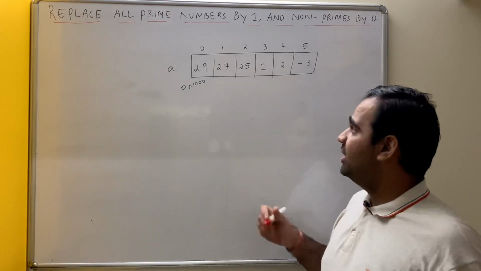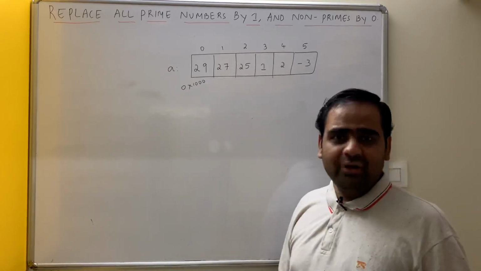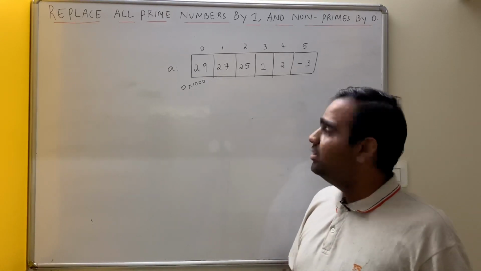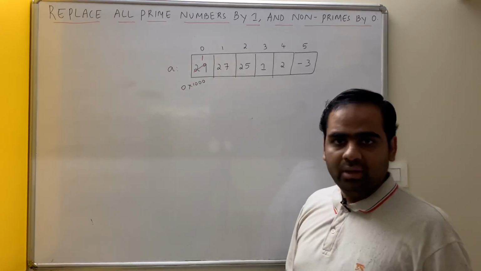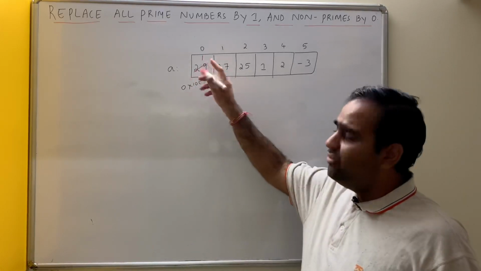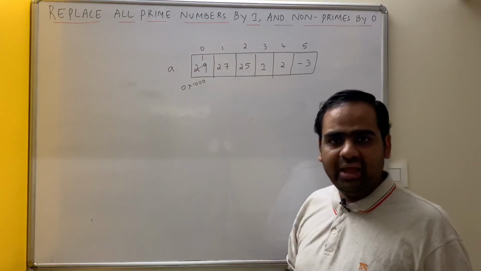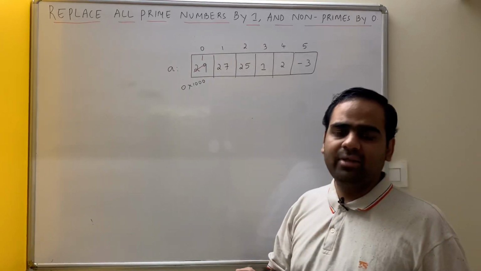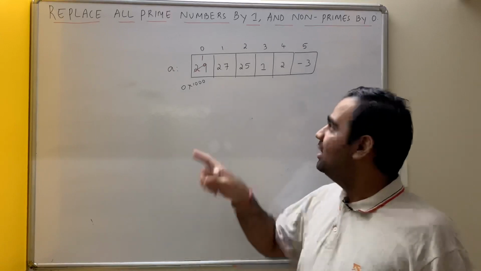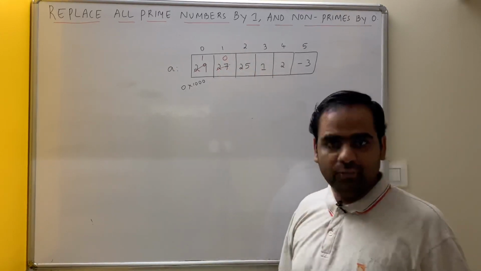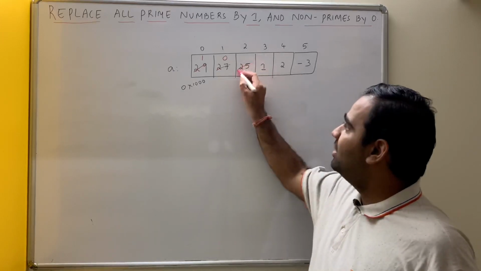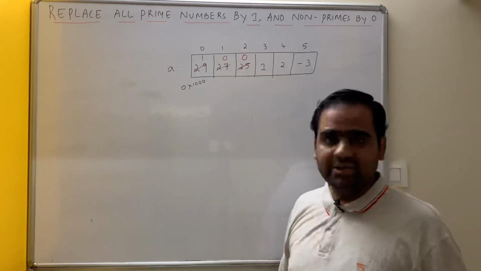Now let us see over here 29. Now we know that 29 is a prime, therefore we will replace 29 by 1. Now go to the next element. That means we have to take each element of the array and check if the number is prime or not prime. Now 27 is not prime, therefore we will replace 27 by 0. 25 is not prime, therefore we replace 25 by 0.